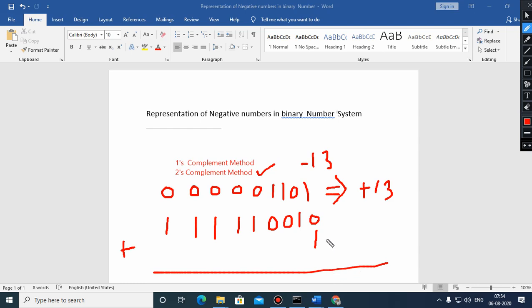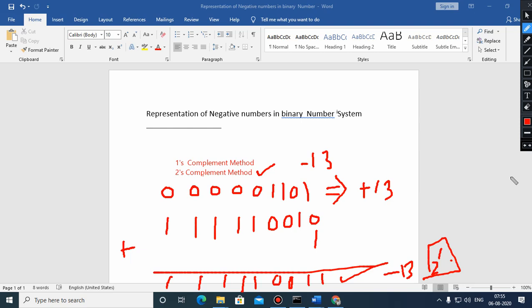So if you add this bit 1 here, it becomes 1 1 0 0 1 1 1 1 and 1. This is minus 13 in 2's complement method. This is 2's complement method.